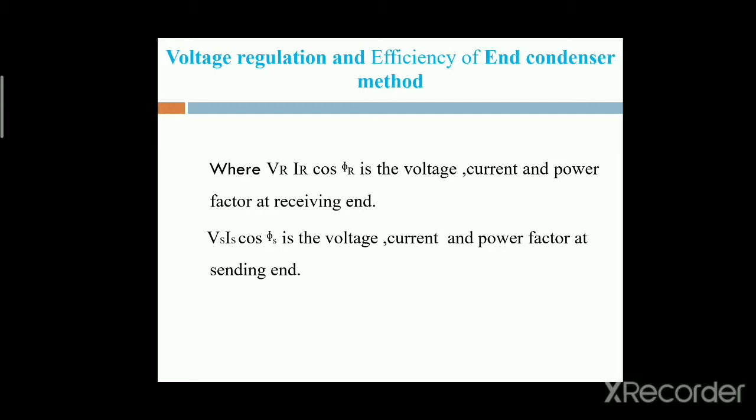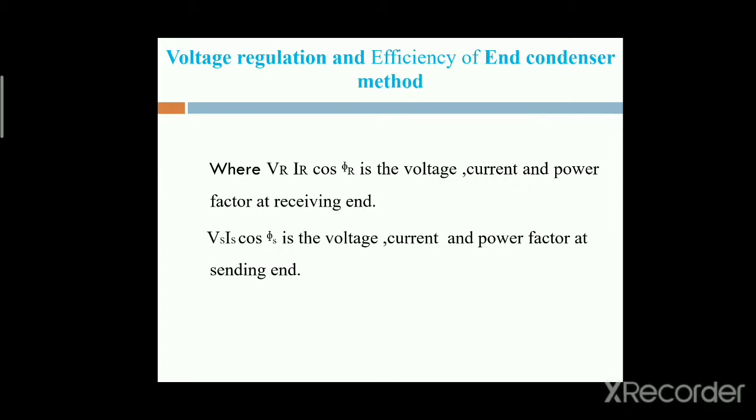The first one is the end condenser method. In that name we have "end". End means that the capacitance value is connected at the end of the transmission line, or the receiving end of the transmission line. That is known as the end condenser method.